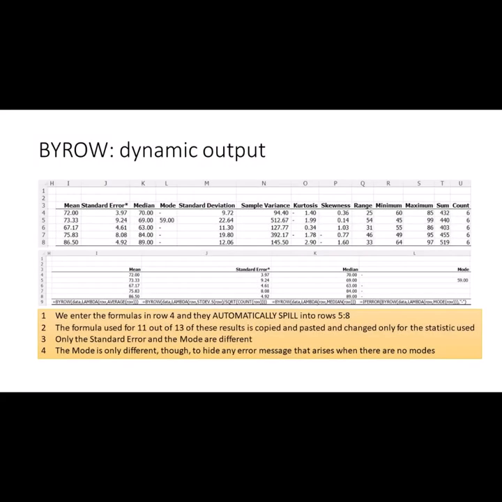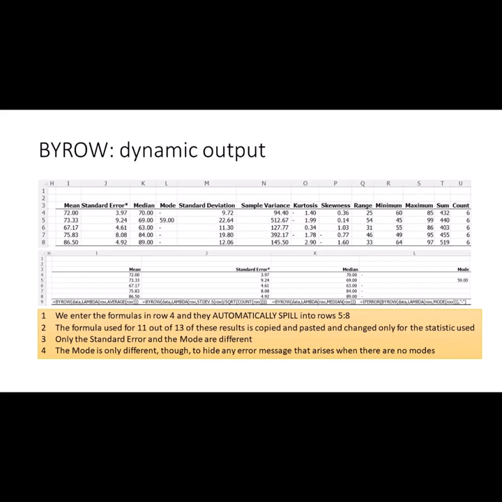The ByROW dynamic output is in the range of I3 to U8, and it's a very wide table, as you can see, but the formulae are remarkably similar to the BYCOL formulae. And you can see that I've highlighted it in the middle part of this diagram, and on row 9, I've shown you the formulae for the mean, the standard error, the median, and the mode, and you can work out the formulae from then on.